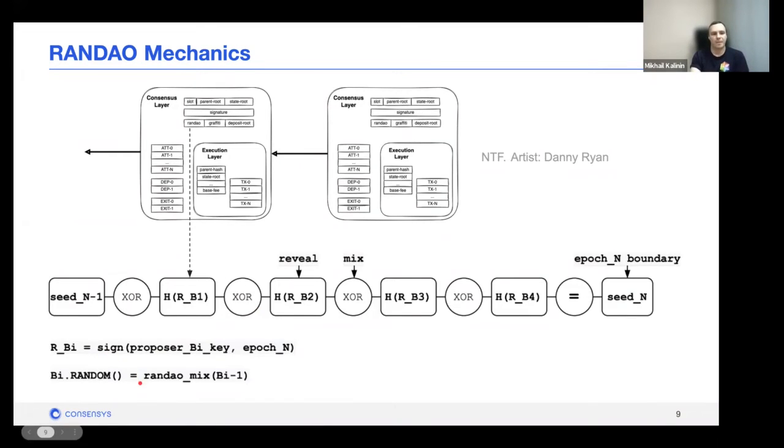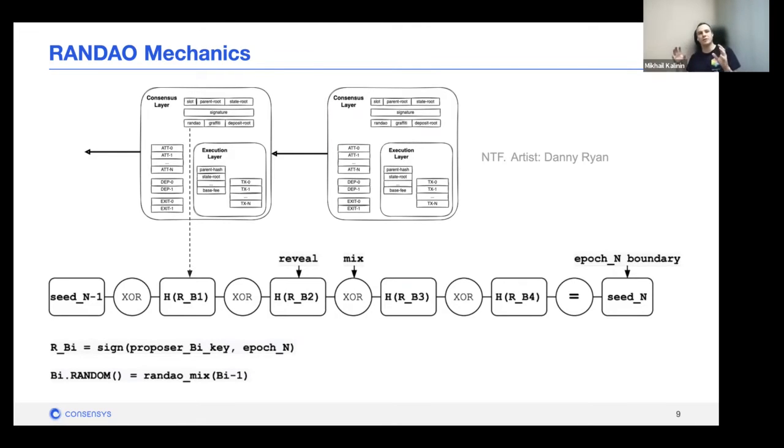First of all, the reveal is a signature: the proposer of each block signs the epoch number with its private key, and that's basically the reveal. There are some other input parameters, but this is what makes the most sense. We assume that validators pick their private keys using very secure randomness, so it gives very high randomness properties to these RANDAO reveals, and they can be verified. So each reveal is the output of a verifiable random function.